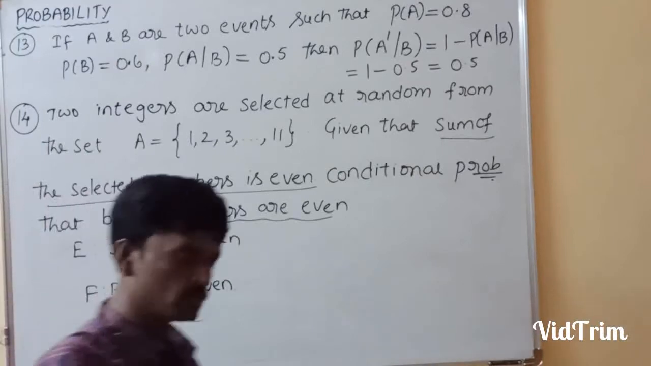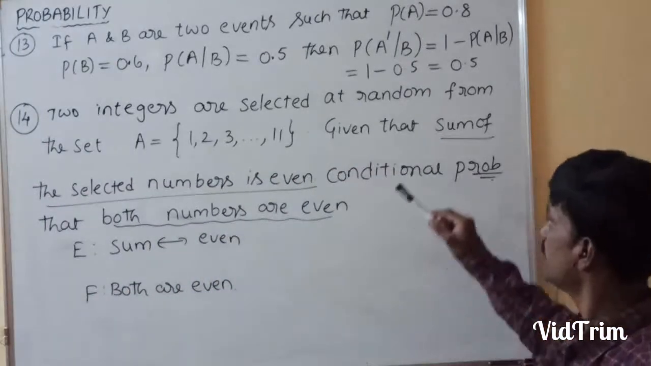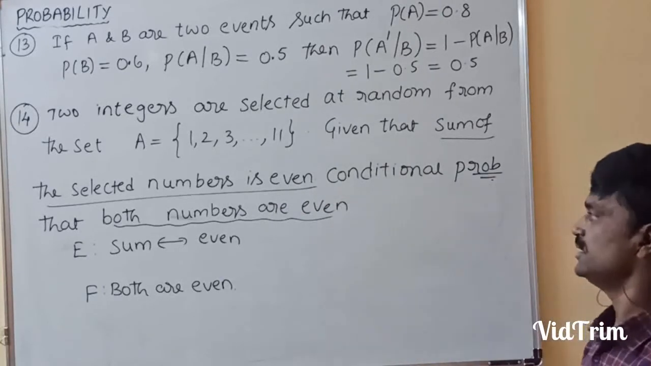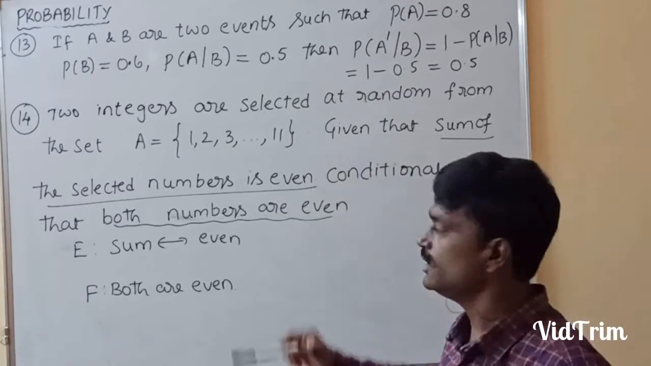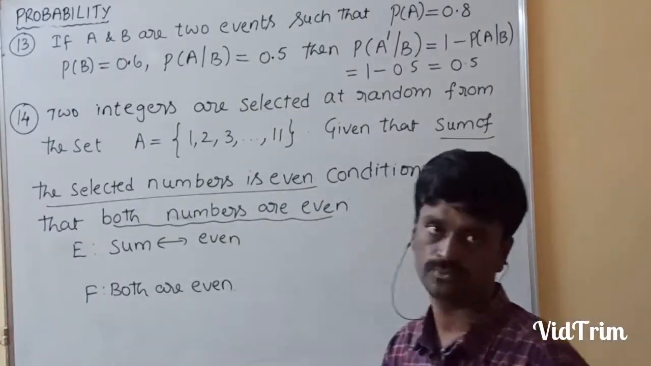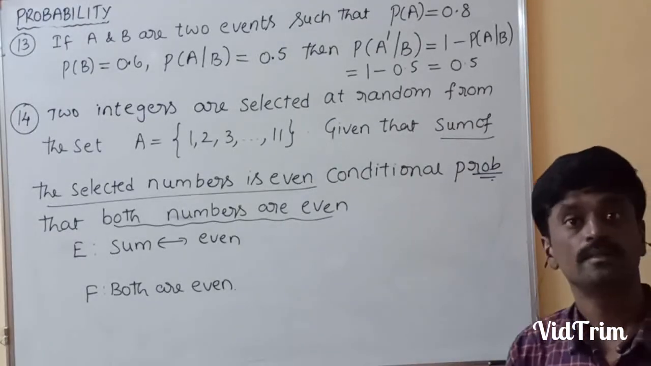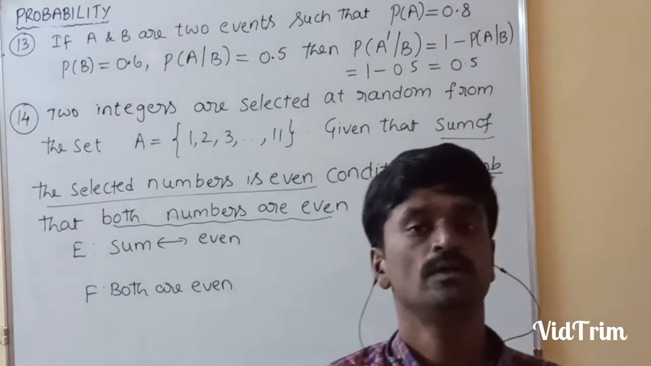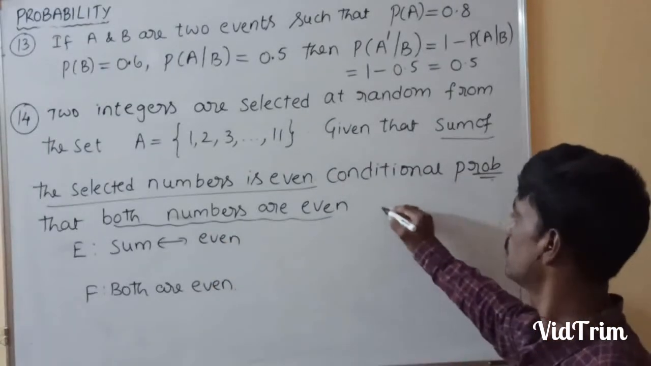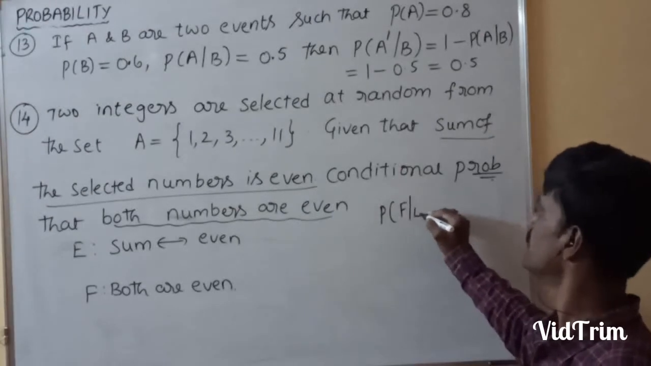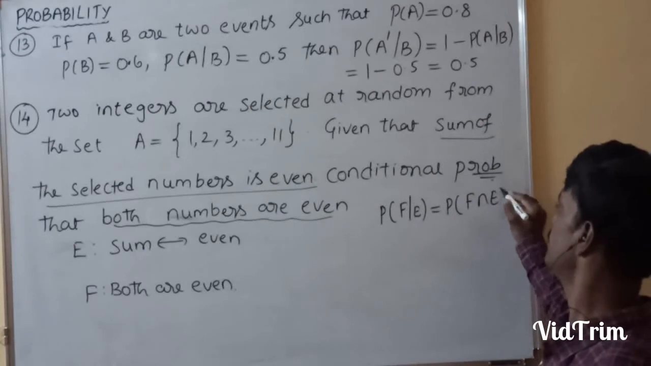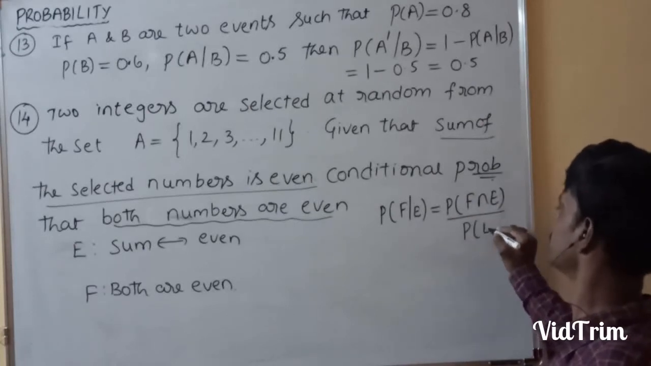Then according to the question, what we have to find? Given that the sum of the selected numbers is even, that means the event E has already happened. Then what is the conditional probability of F? That means we have to find the probability of F by E. So probability of F by E is equal to what? Probability of F intersection E by probability of E.